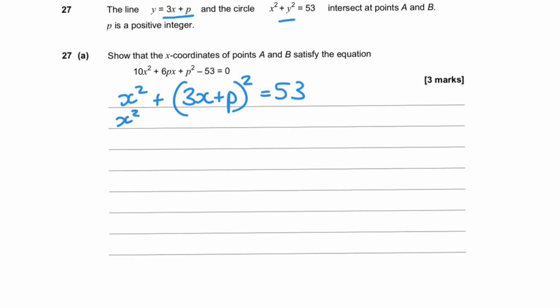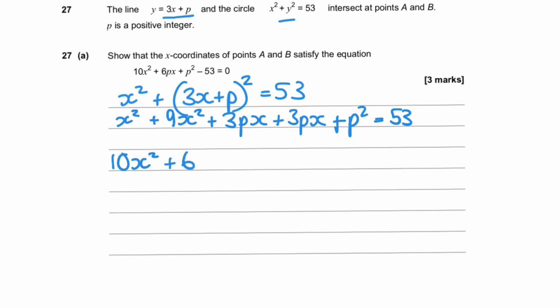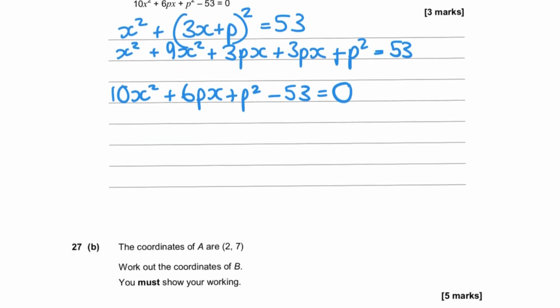We've got x squared plus 9x squared, because the 3 needs to be squared as well, plus 3px plus 3px plus p squared is equal to 53. So let's gather up our like terms to give us 10x squared plus 6px plus p squared, and then we'll minus 53 from both sides, is equal to 0, which was the equation that we were aiming for.